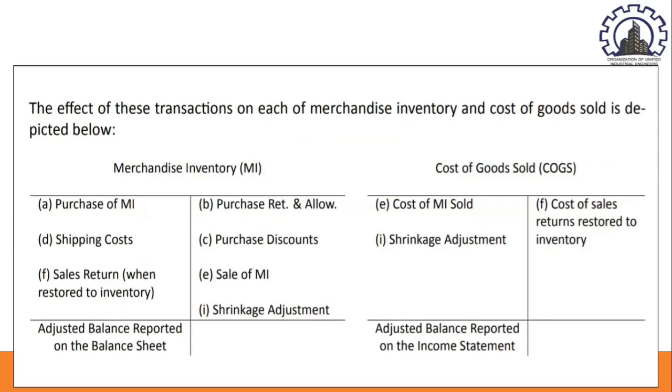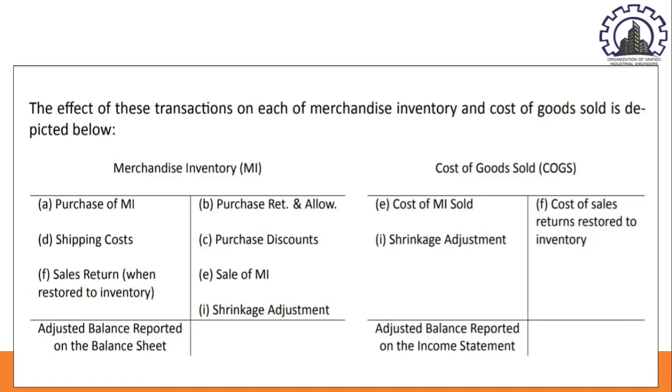Under merchandise inventory, on the debit side, you have purchase of merchandise inventory, shipping costs, and sales returns when restored to inventory. And on the credit side, you have purchase returns and allowances, purchase discounts, sale of merchandise inventory, and shrinkage or adjustments, and the adjusted balance reported on the balance sheet.